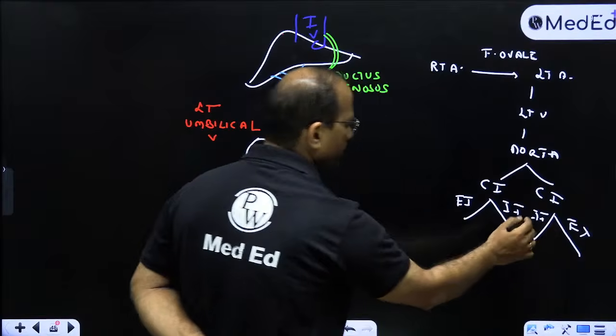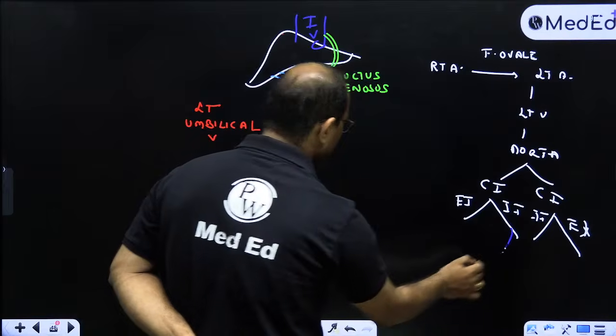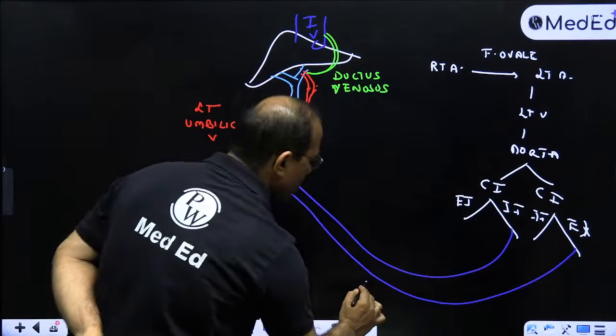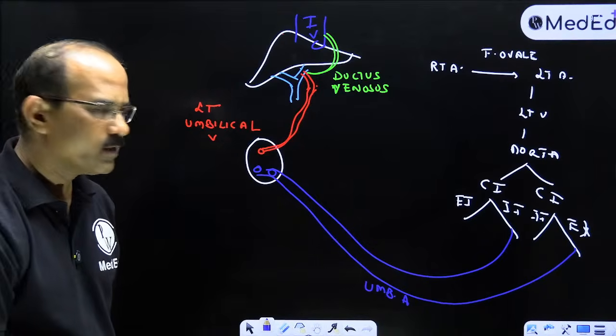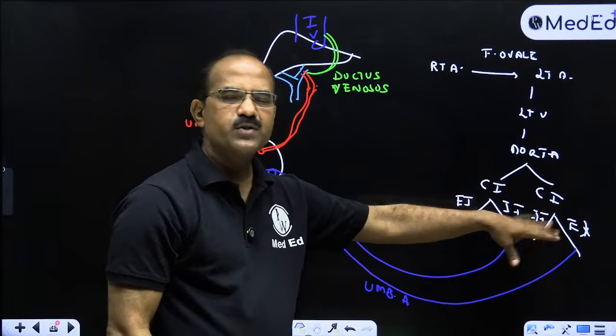External iliac. Okay, so external and internal iliac. From the internal iliac, these are the umbilical arteries. Umbilical arteries are branches of internal iliac. Aorta divides into common iliacs. Common iliacs divide into external, internal.